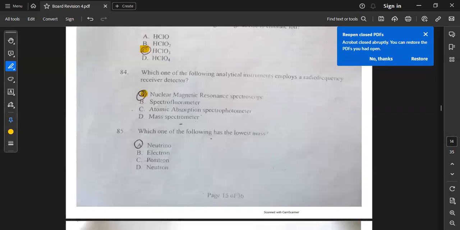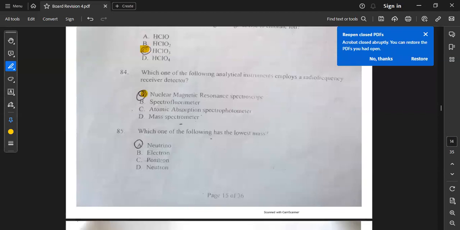Number 85. Which one of the following has the lowest mass? Is it the neutrino, the electron, the positron, or the neutron?